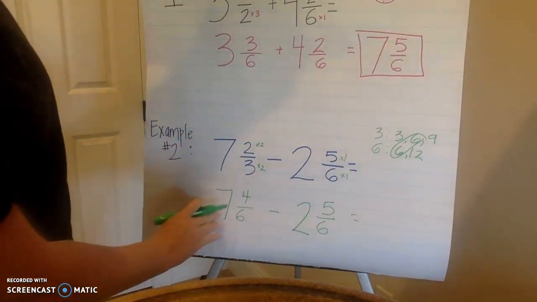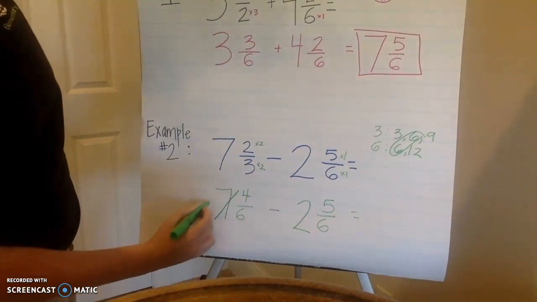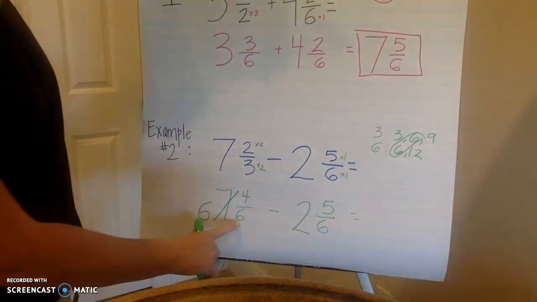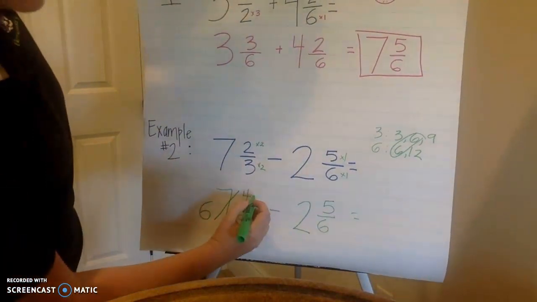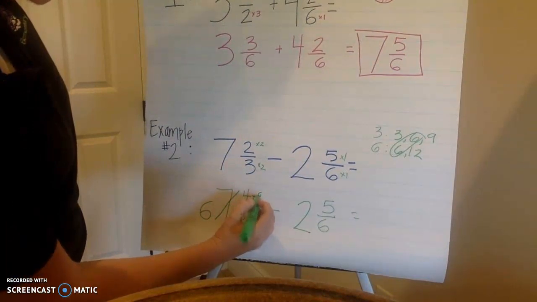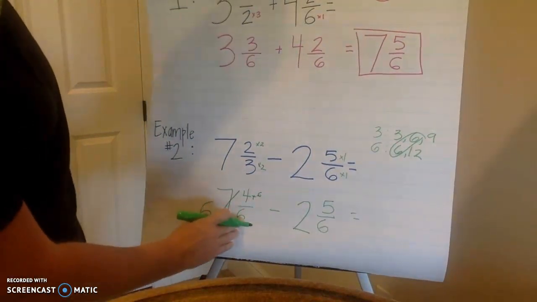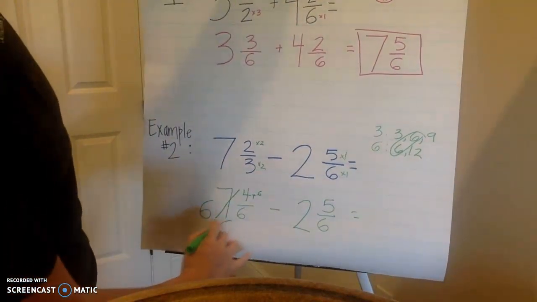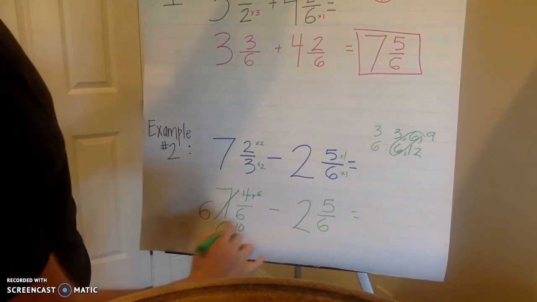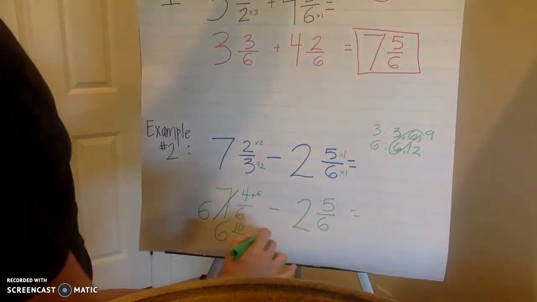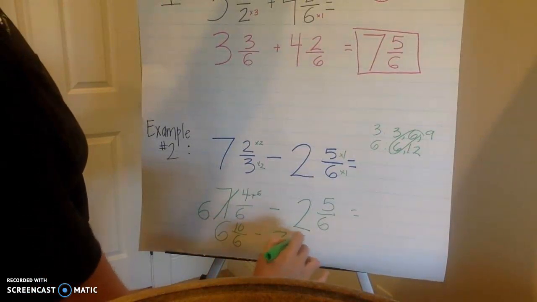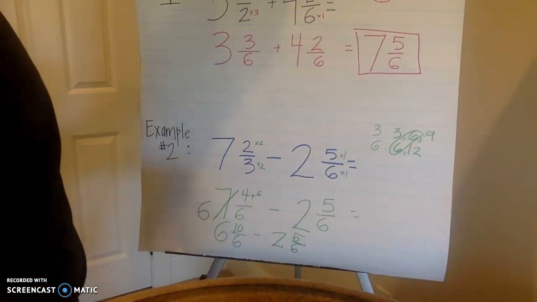Well, I've got to borrow from my whole number. This becomes 6, and since I'm working out of sixths, I've got to add 6 sixths to this. So now I have 6 and 10 sixths minus 2 and 5 sixths.